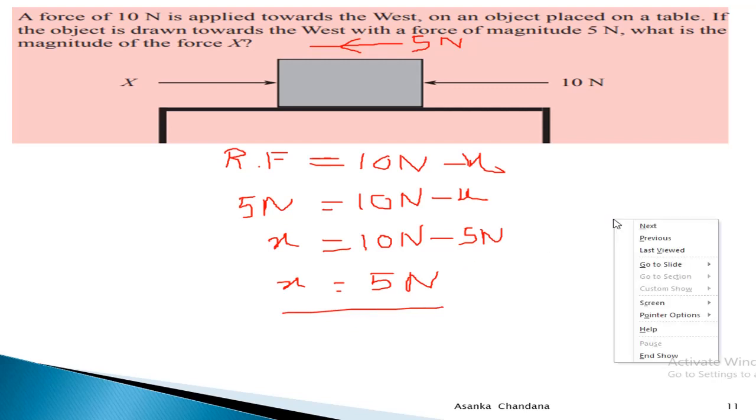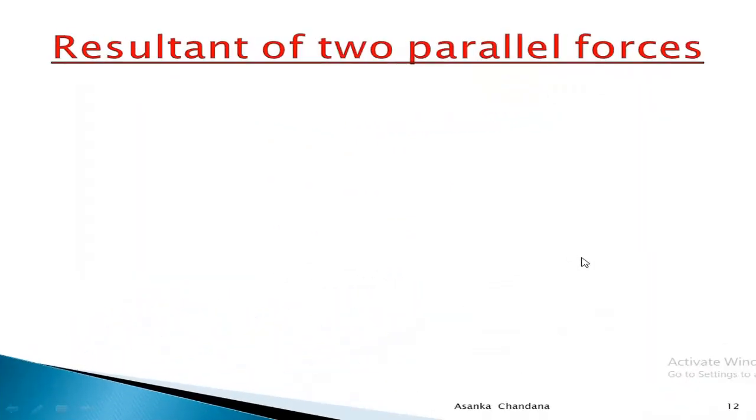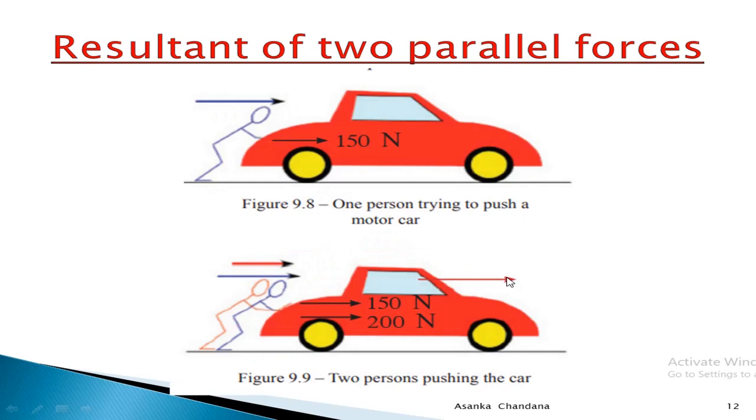Right, now we have got the answer for these questions also. Then we will go to our next one. Now we have learnt about the resultant of collinear forces: the resultant of two collinear forces acting in the same direction, and of two collinear forces acting in the opposite direction. Now we are going to learn about the resultant of two parallel forces.